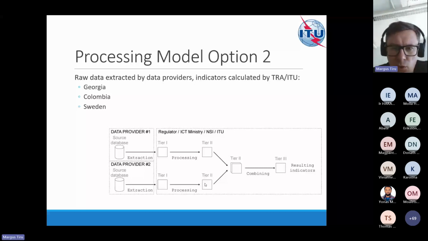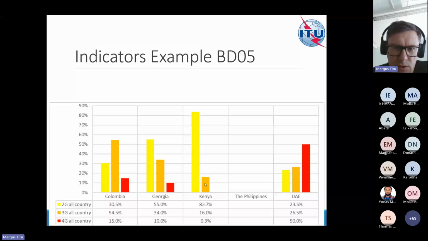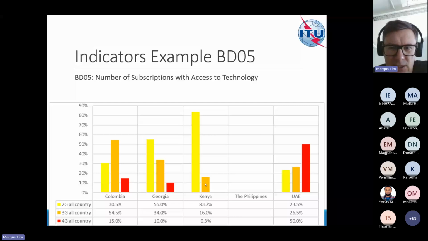Now, I'm not going to show you all indicators, but just two of those. So, for example, BDO5, the number of subscriptions or number of mobile devices with actual practical access to a specific technology. We're looking at 2G, 3G, and 4G access, or how many of the population or mobile devices, based on the data, are actually using the services. And 4G, obviously the latest technology at that time, only 15% of subscribers were able to access 4G or actually used 4G connections in the country.